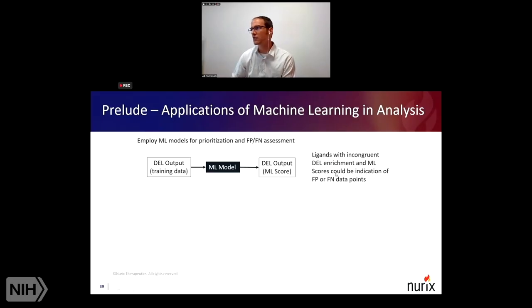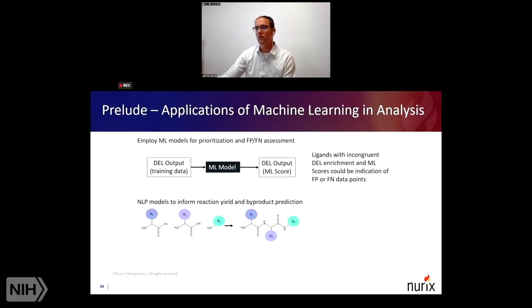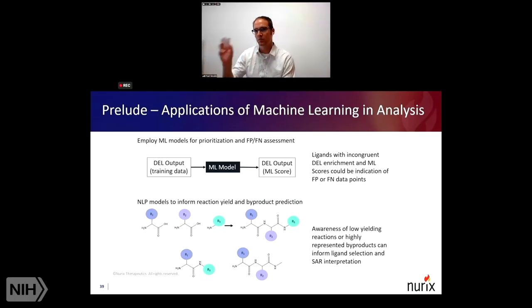In doing so, this could help us identify false positive or false negative data points, where perhaps the enrichment was very high, but the machine learning model predicted the activity of a given ligand to be very low. So machine learning can definitely help contextualize and improve your prioritization and analysis process. It can also help you understand, other than the desired fully enumerated ligand which you produced, what the various byproducts, side products, or truncates are that you may have produced during the library synthesis, which you can then leverage in interpreting the SAR.